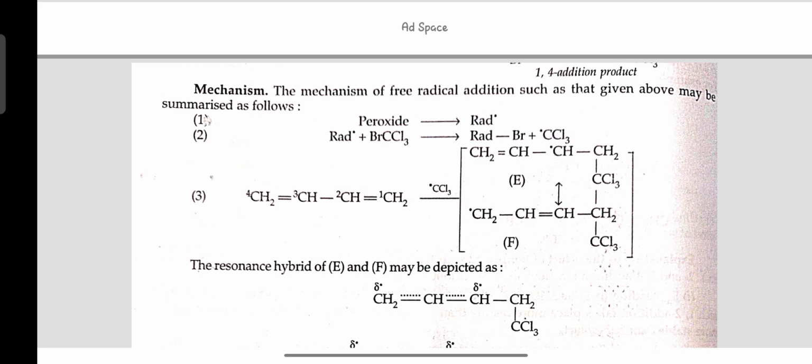First, peroxide gives RO radical. RO radical plus BrCCl3 gives RO-Br plus C radical Cl3.